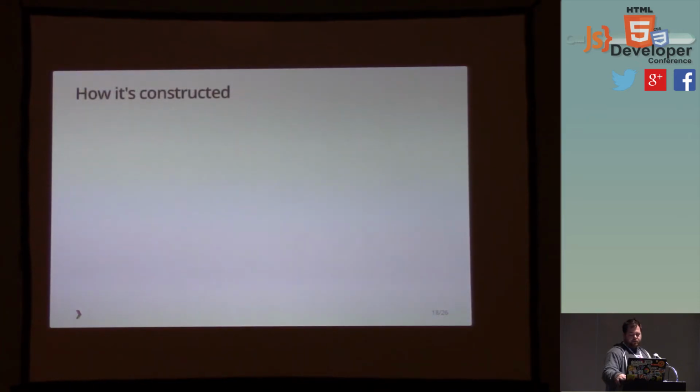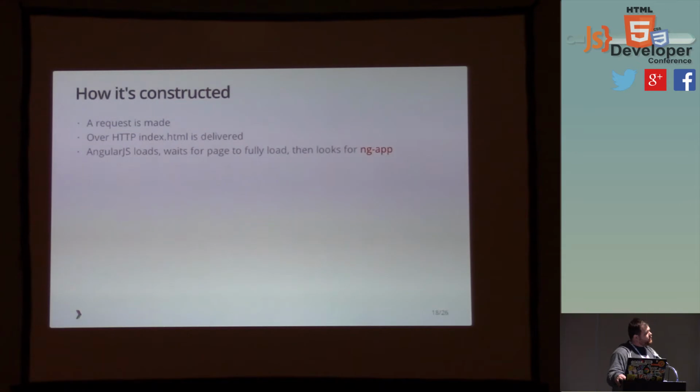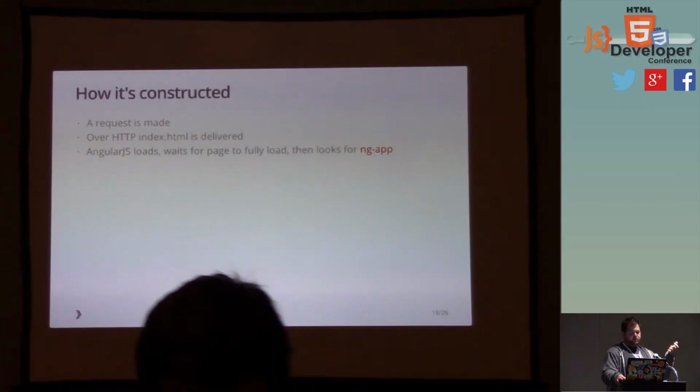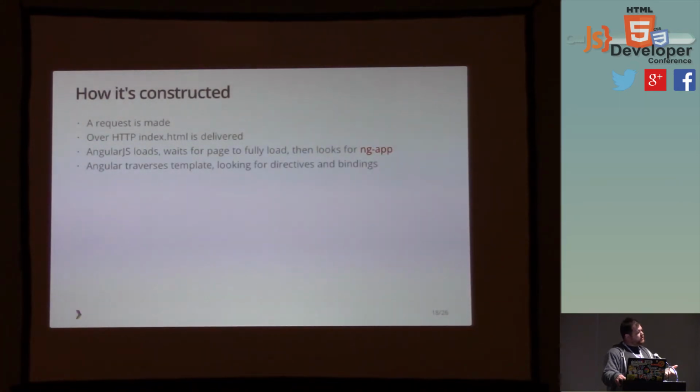Okay, so what happens when you first come to an Angular app? Obviously, a request is made to your website. The index file is delivered. AngularJS, the JavaScript, loads and then waits for the page to fully load, and then it looks for that ng-app directive. After it finds that, it traverses the template looking for directives and bindings, and it does its magic. Your app is then bootstrapped, is the term. So that's how it's constructed.